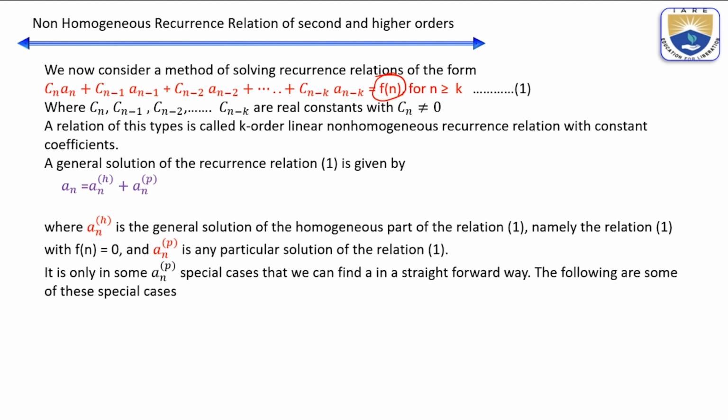To solve a non-homogeneous recurrence relation, we find a solution for the homogeneous part and a solution for the non-homogeneous part. So a_n is nothing but a_n^(h) plus a_n^(p). We already know how to find a_n^(h), the homogeneous solution. Now we have to see how to find the solution for a_n^(p).